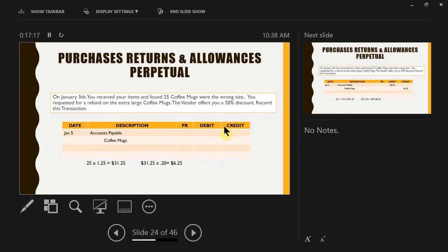So in this case, yes, we're going to take our total mugs. So again, they cost you $1.25. You're going to times that by 25, and then you're going to also multiply that by the 20% to give you $6.25. Okay?